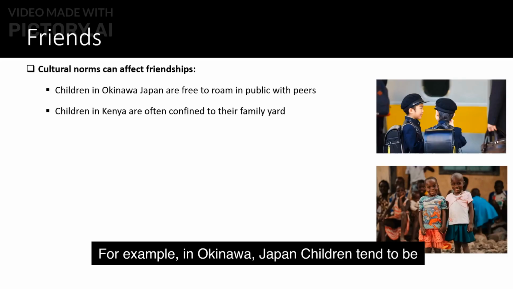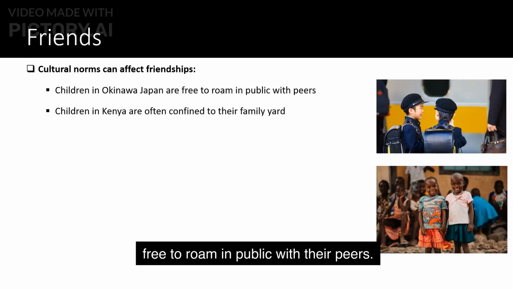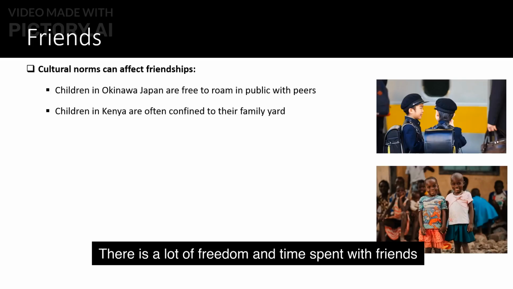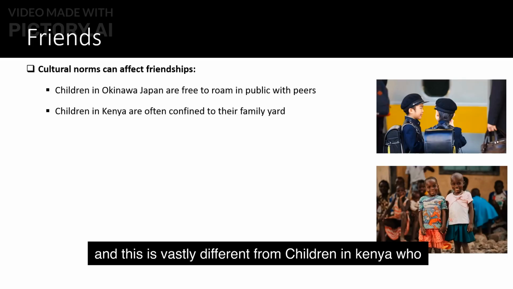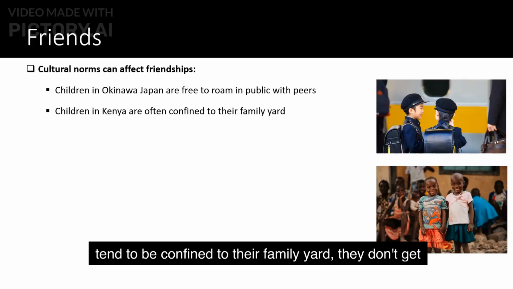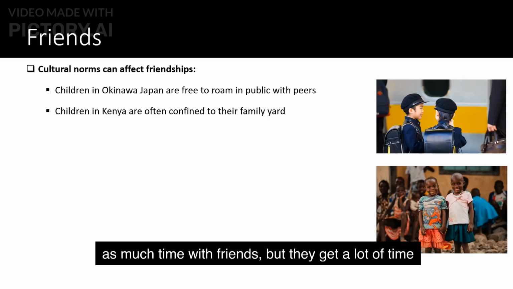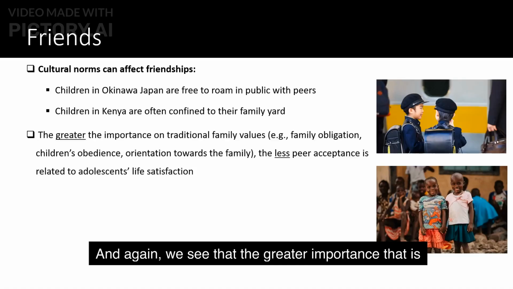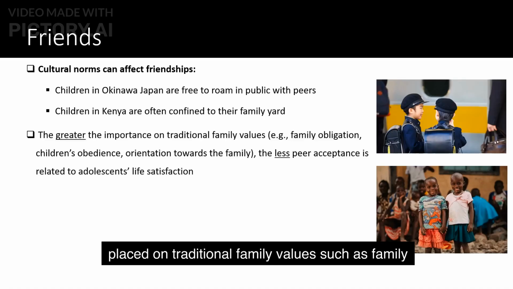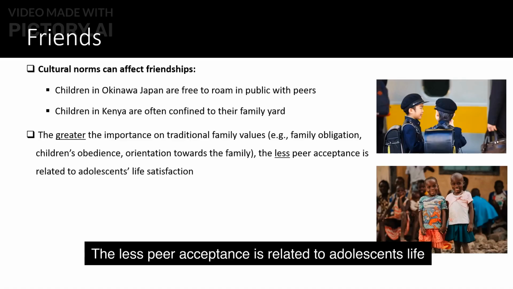Culture can also influence friendships. For example, in Okinawa, Japan, children tend to be free to roam in public with their peers. There is a lot of freedom and time spent with friends. And this is vastly different from children in Kenya, who tend to be confined to their family yard. They don't get as much time with friends, but they get a lot of time spent with siblings and other family members. And again, we see that the greater importance that is placed on traditional family values, such as family obligation, children's obedience, and orientation towards the family, the less peer acceptance is related to adolescents' life satisfaction.